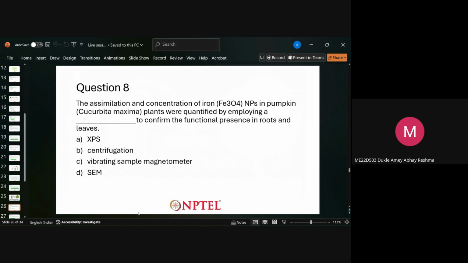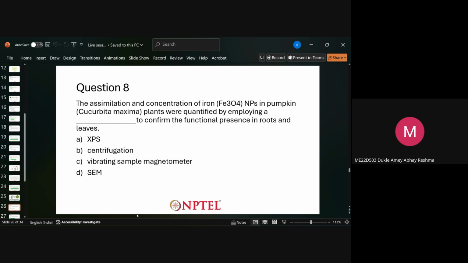Moving to the eighth question, the assimilation and concentration of iron oxide Fe3O4 nanoparticles, that is iron nanoparticles, in the pumpkin Cucurbita maxima plant were quantified by employing a dash method to confirm the presence in roots and leaf.